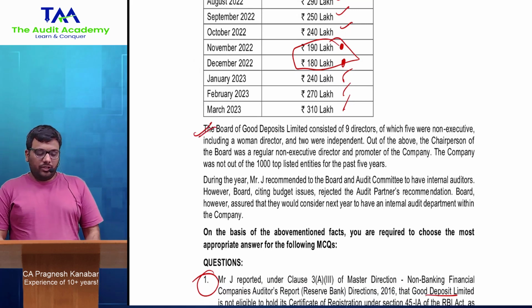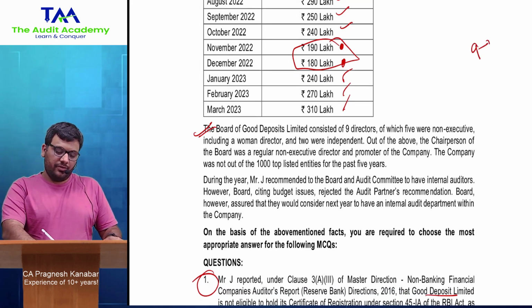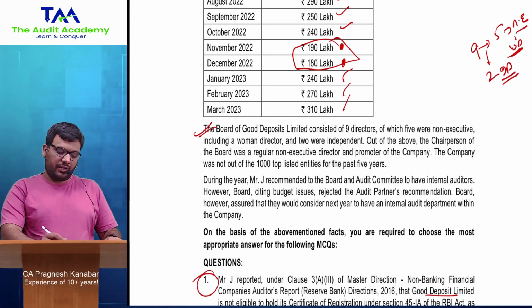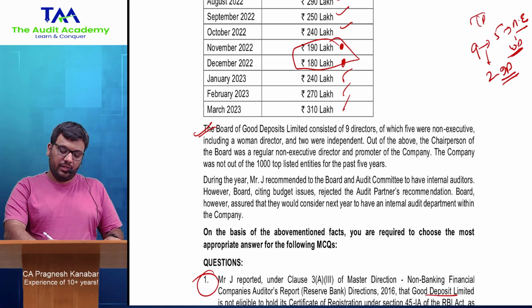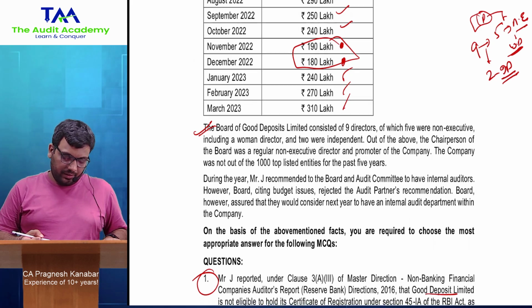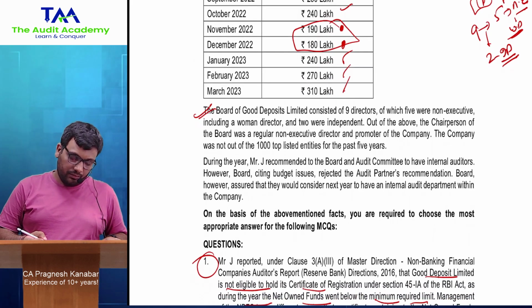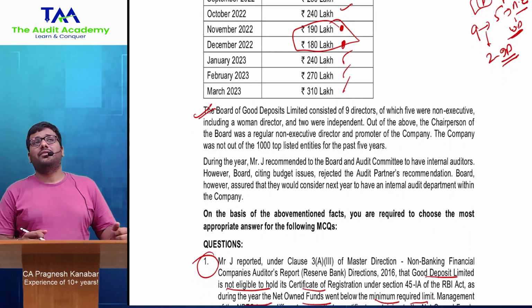The board of Good Deposits Limited consisted of 9 directors, out of which 5 were non-executive, all right, including a woman director. 2 were independent directors. Okay. Out of the above, the chairperson of the board was a regular non-executive director. All right, good. Chairperson was a regular non-executive director and promoter of the company. The company was not out of the top 1000 top listed entities for the past 5 years.